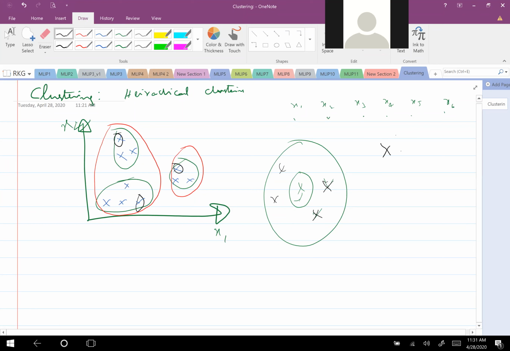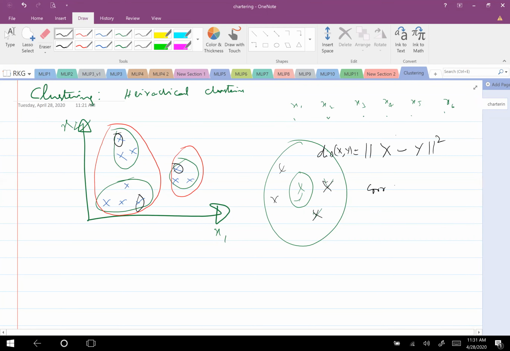So if I have 2 vectors x and y, the distance between these 2, distance of x comma y, is one way of finding the similarity or the nearest neighbors. The other way is correlation. Correlation of x comma y, how do I write the correlation here? If x, y are 2 vectors, how do I write the correlation?